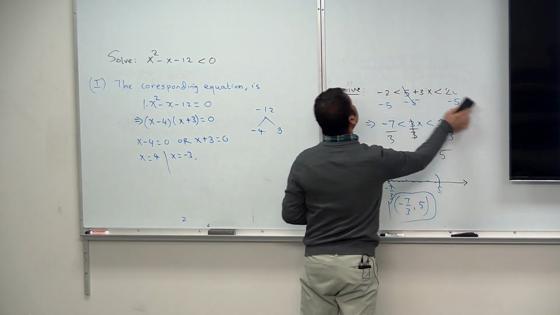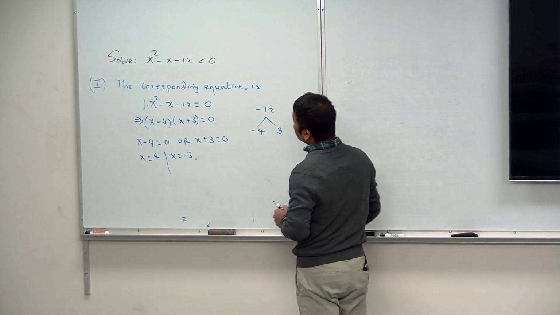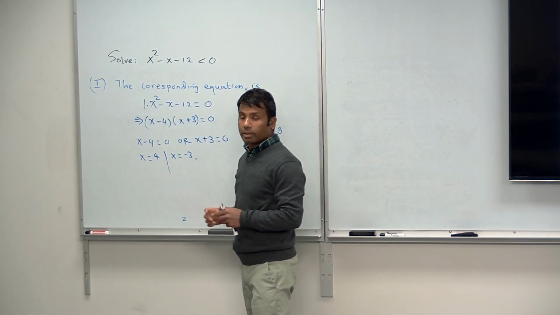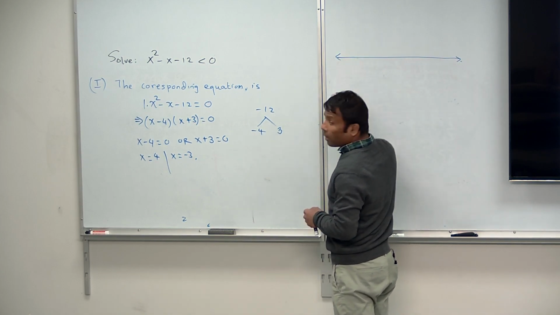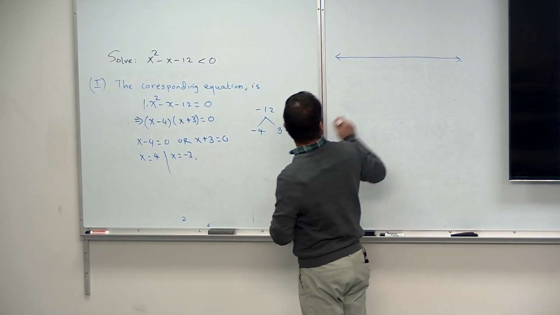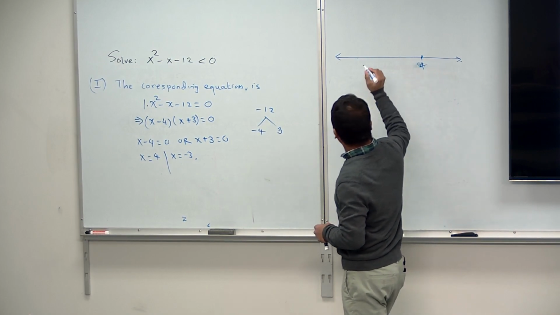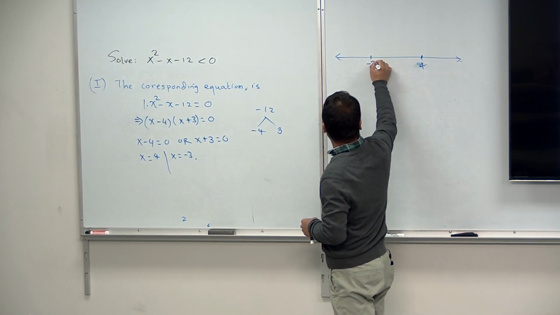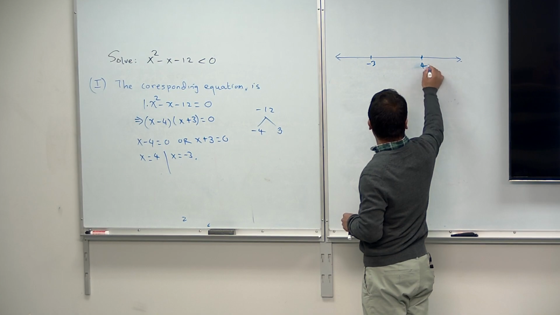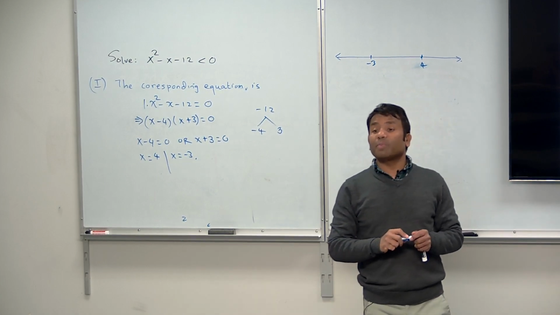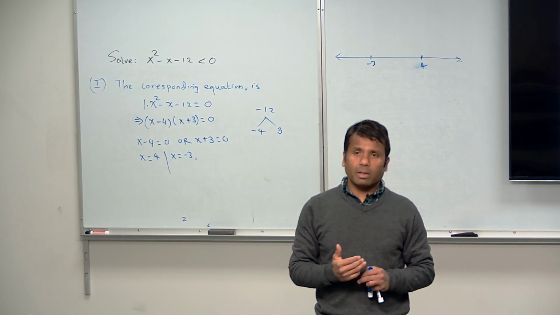Now step 2. You determine the intervals made by the solutions to this quadratic equation. So you plot them on the number line. 4 is somewhere here. This is the point 4. And negative 3 is somewhere here. Are you guys with me? So you have to determine the intervals made by the solutions to the quadratic equation.